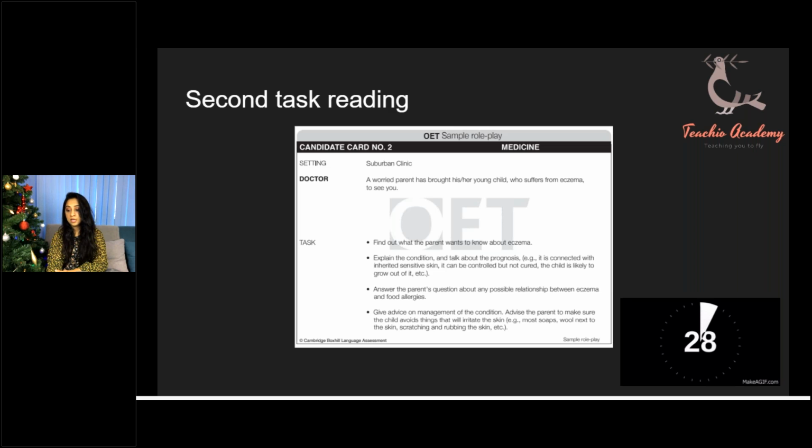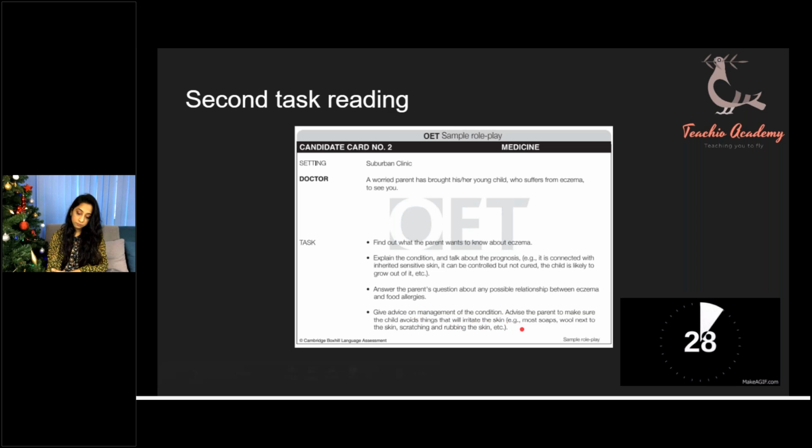If you've still got time after this, what I would advise is go through the task again and just see if you want to make any sentences about things which you would be asked to do in this role play. So in this case, besides prognosis, you've been asked to talk about the child avoiding things that will irritate the skin.